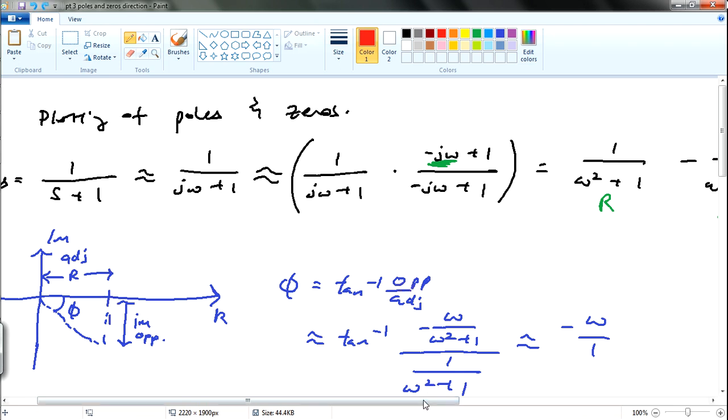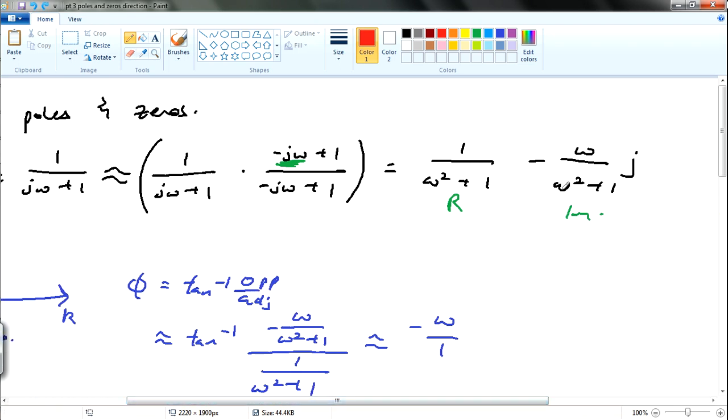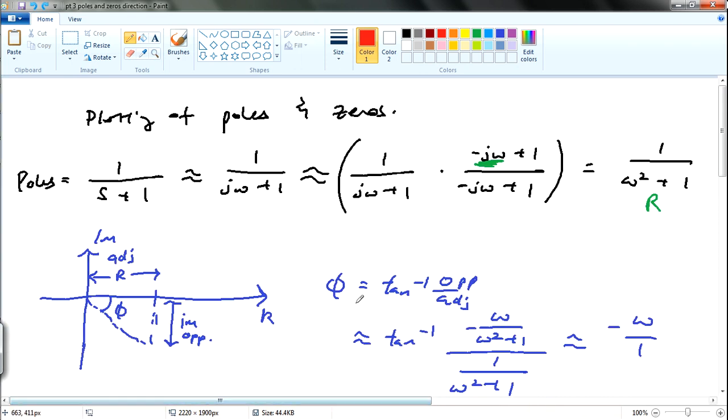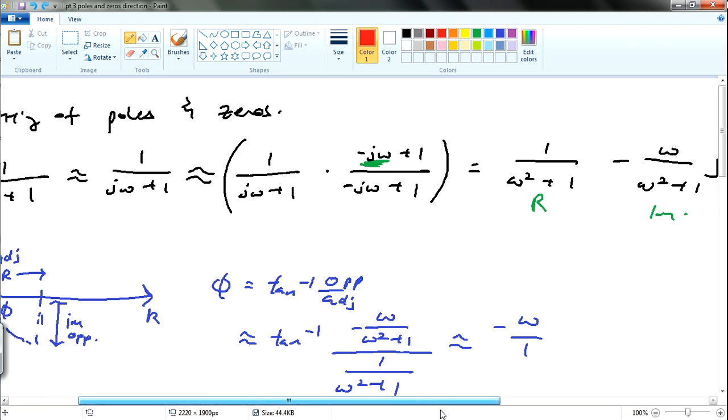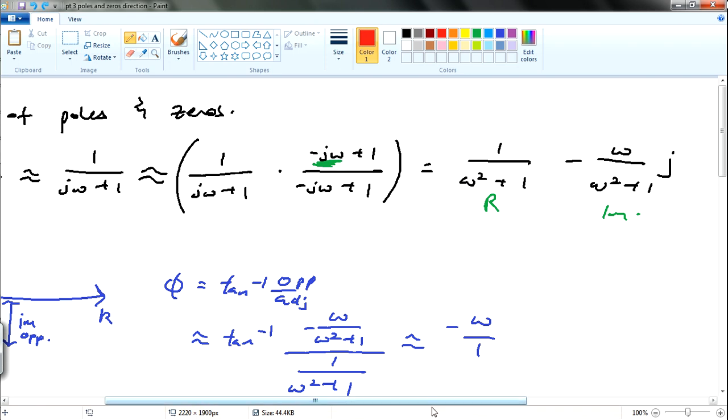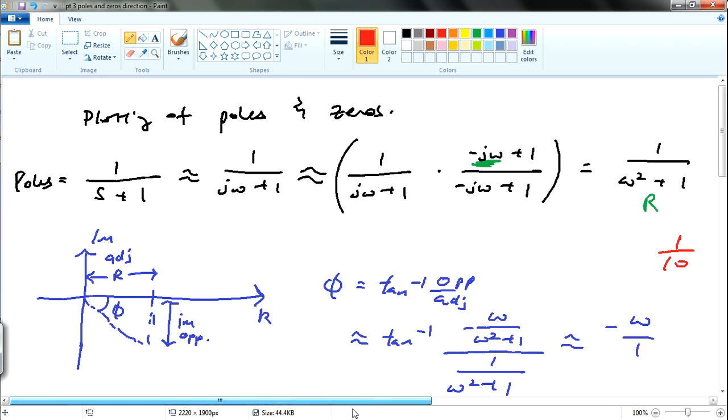And then since I substitute 0 over here, I have to substitute 0 over here too. So 0 divided by 0 plus 1 is still 0. So it is somewhere over here. Nonetheless, I just want to say that there is an angle. If you put in different omega, you will have different magnitude. So let's say you put in 3, this is 1 over 10, which is 0.1.